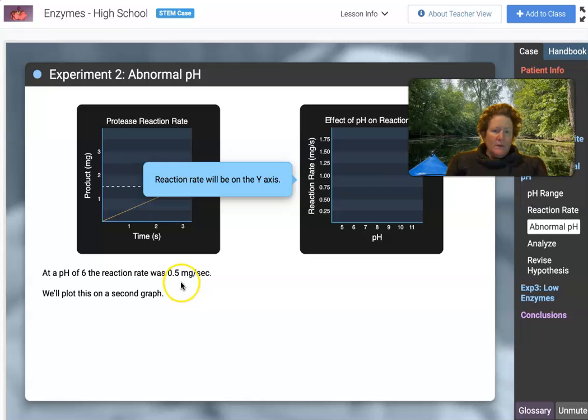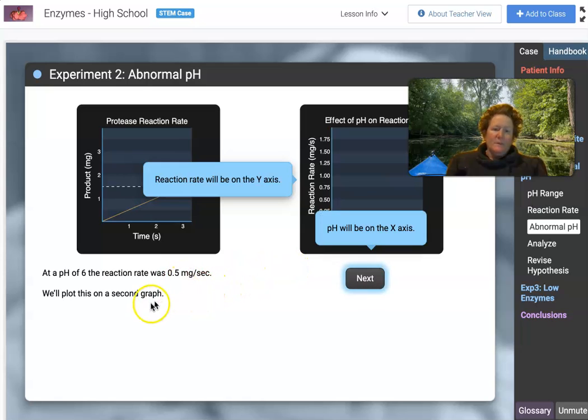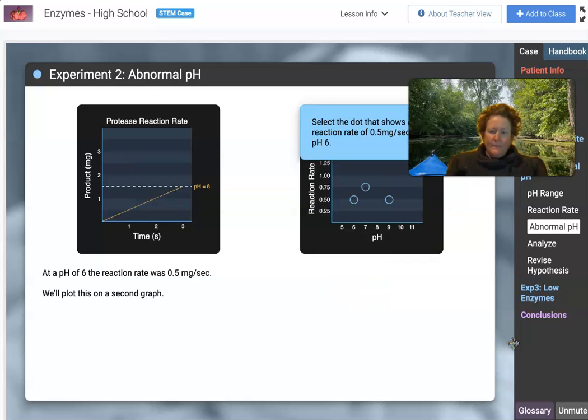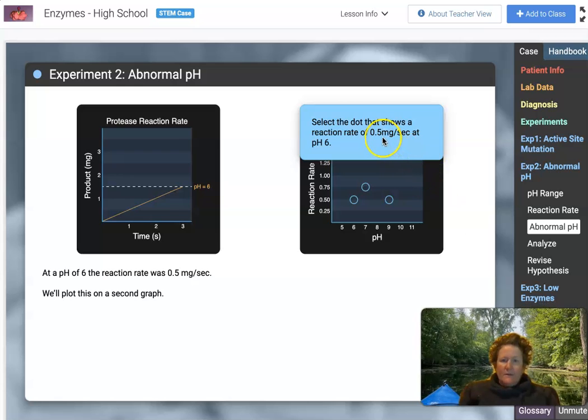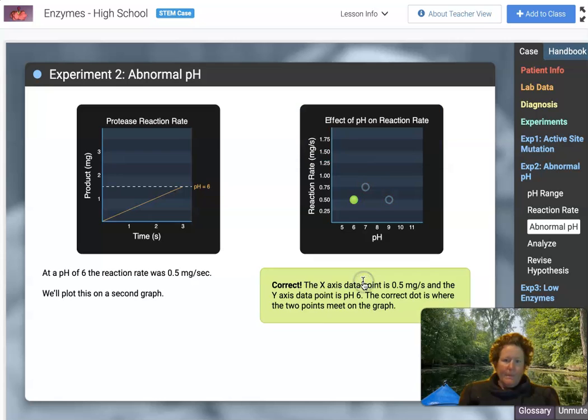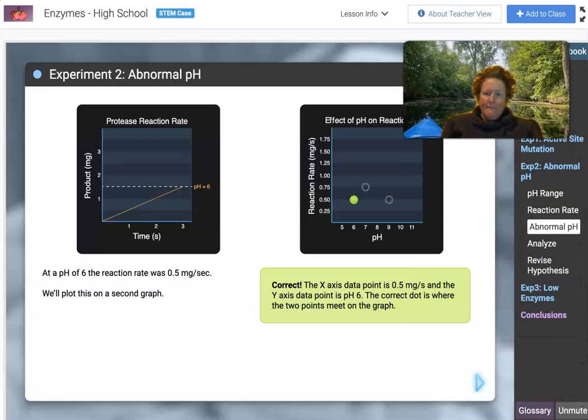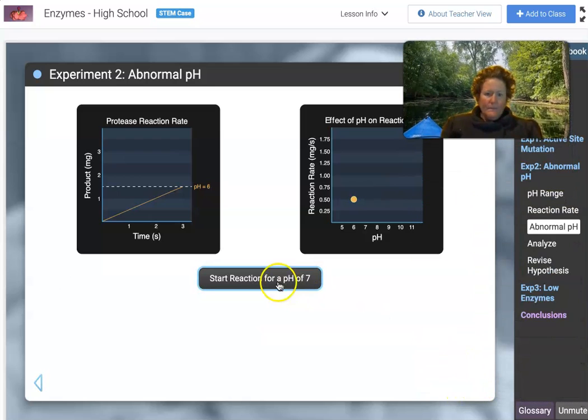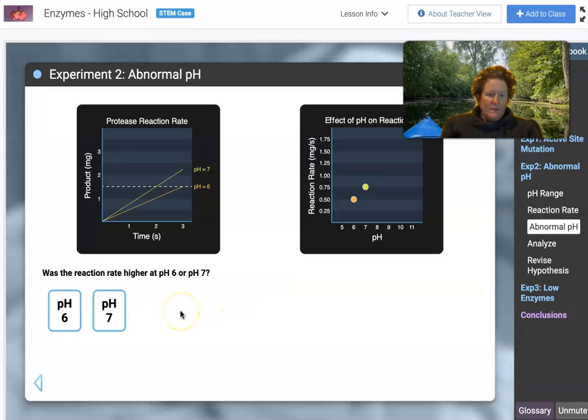At pH 6, the reaction rate was 0.5 milligrams per second. We'll plot this on a second graph. Select the dot that shows a reaction rate of 0.5 milligrams per second at pH 6. So here's pH 6 and here's 0.5. Let's start the reaction rate for pH 7. The line here for pH 7 is much steeper. So the reaction rate was higher at pH 7.